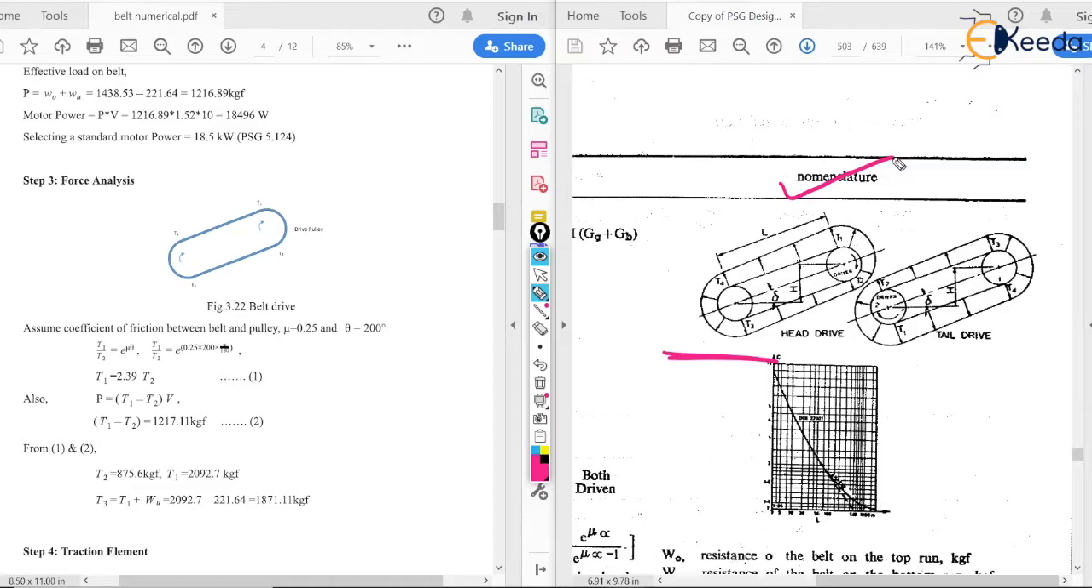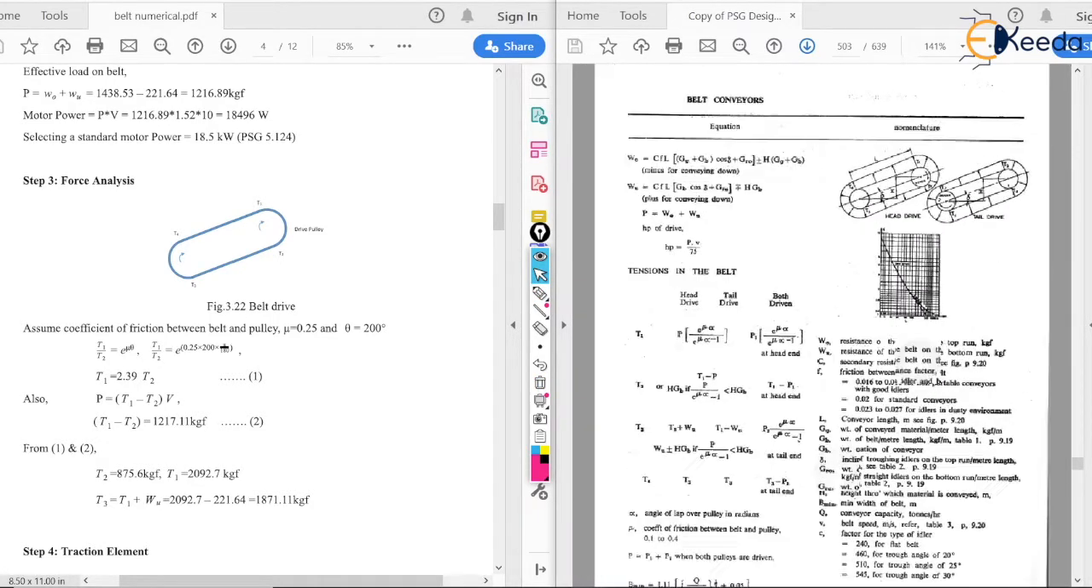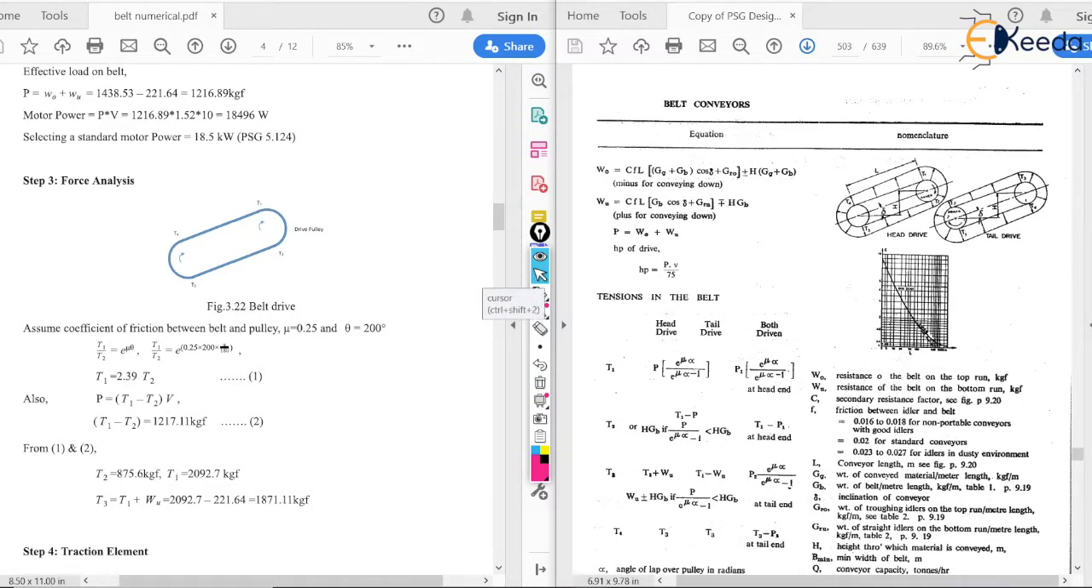As you can see here, there are T1, T2, T3, T4. So similarly we have T1, T2, T3 and T4. The driver pulley is this and the driven pulley is this. The total distance is L. Delta is the inclination angle. So these are the things. Now we are going to calculate these values only. So let's begin.